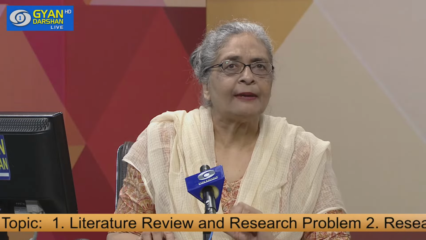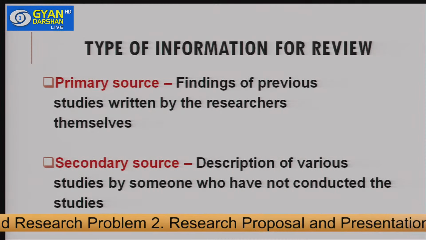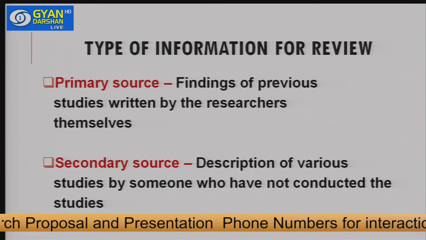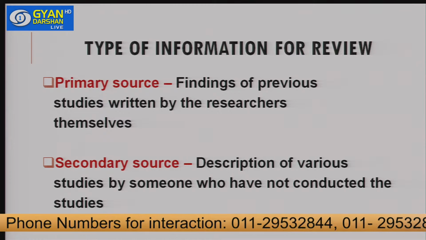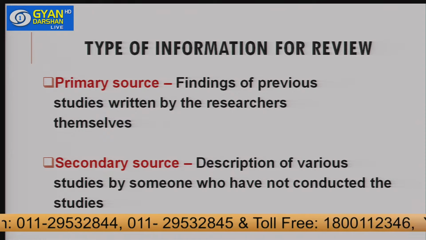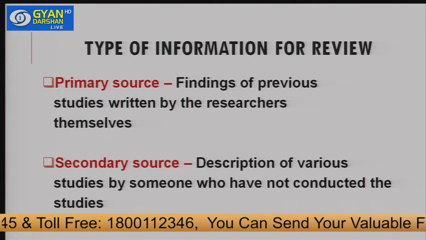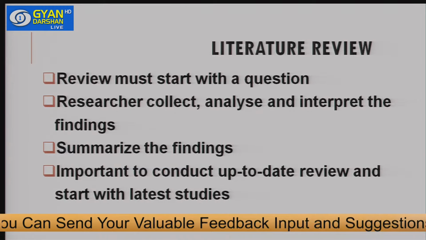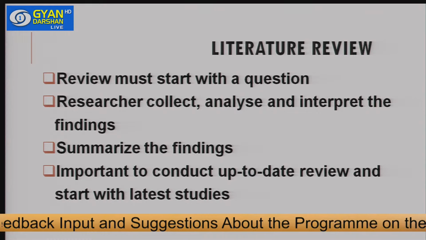So, two types of sources are available, primary and secondary. Primary means first-hand research done by the researcher is known as primary research. When they give references in their research from different studies which others have done, so you will review, search those studies, they are known as secondary sources. So, review must start with the question. Some question must be there in your mind.